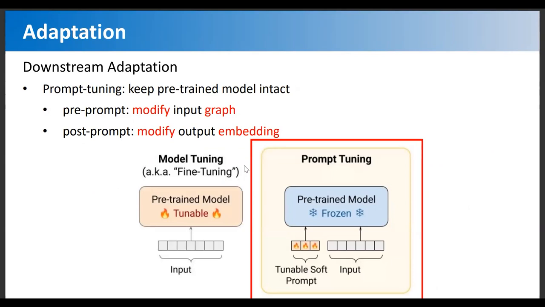Okay, now we'll move to the last part of my talk, the prompt tuning methods. There are also two subcategories of this method. The first one is the pre-prompt, where we modify the input graph. This idea is more similar to the way we prompt large language models, right? When we use ChatGPT or GPT-4, we can't change its parameters or any embeddings of it. The only thing we can do is modify our prompt, our input. So this idea is to modify the input graph to feed to the downstream task. Another idea is the post prompt, where we modify the output embedding. This idea is somewhat similar to the PEFT idea in the fine-tuning part.